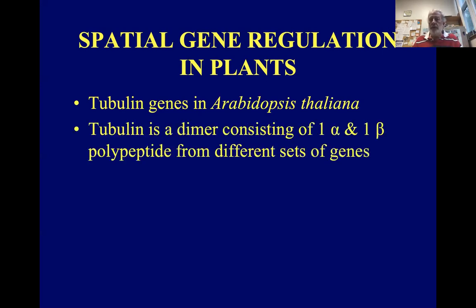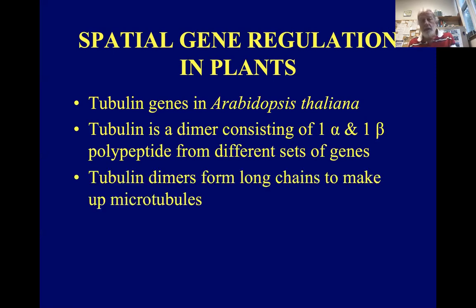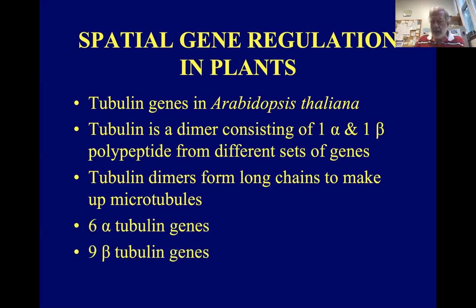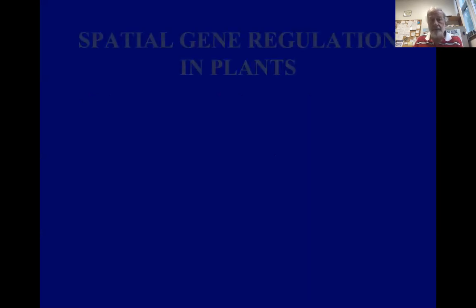But anyway, tubulins are proteins that are a dimer consisting of one alpha tubulin and one beta tubulin from different sets of genes. And these tubulins are dimers forming long chains that make up microtubules that are used a lot in different cellular processes. There are 6 alpha tubulin genes in Arabidopsis and 9 beta tubulin genes, and there are different genes expressed in different cells in the plant's body.